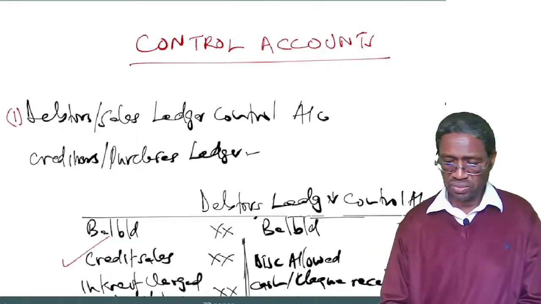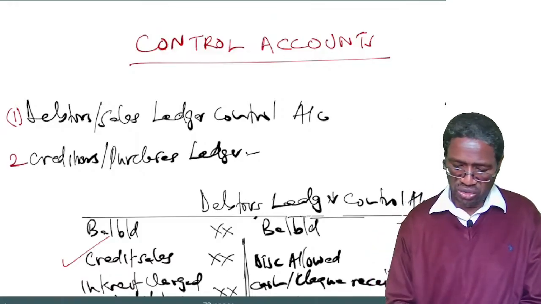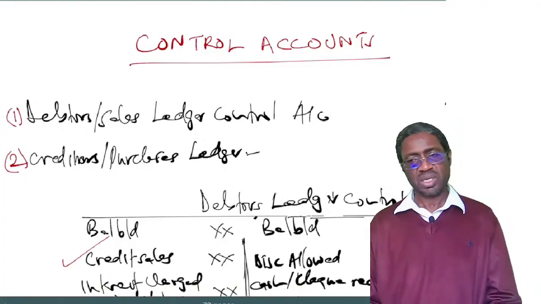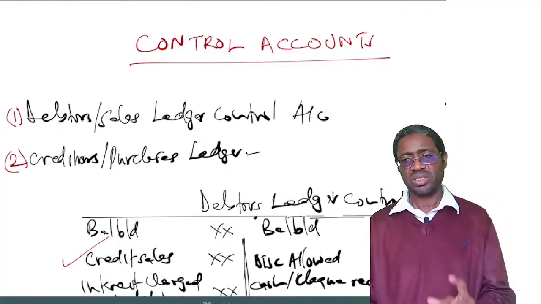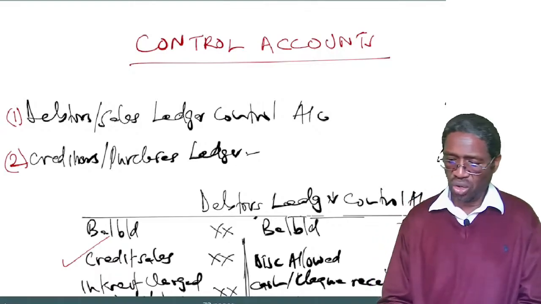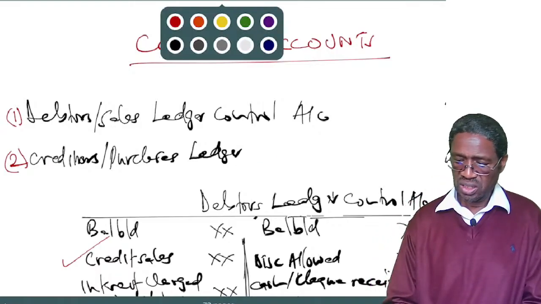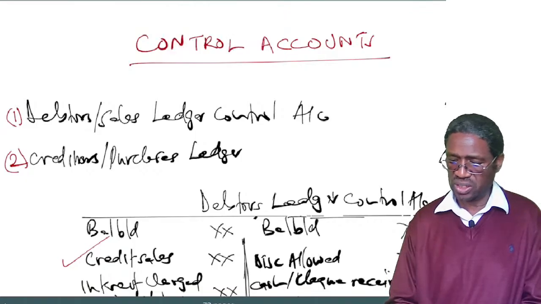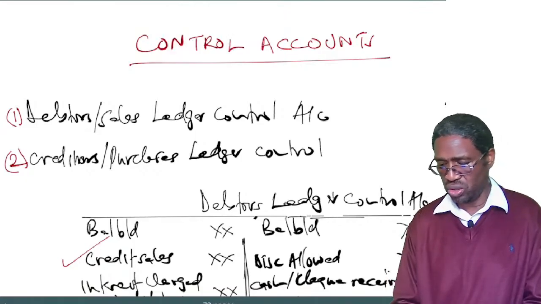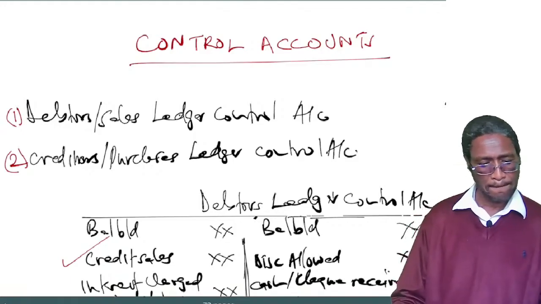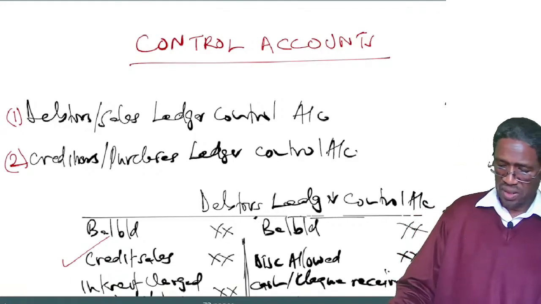Number two, creditors stroke purchases ledger control account. Good.